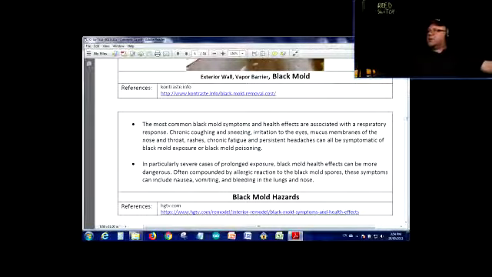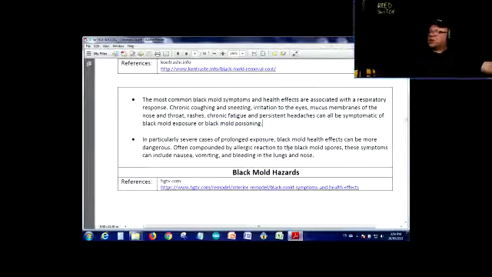The most common black mold symptoms of health effects are associated with respiratory response: chronic coughing, sneezing, irritation to eyes, mucous membranes of the nose and throat, rashes, chronic fatigue, and persistent headaches can all be symptomatic of black mold exposure or black mold poisoning. These are just the tip of the iceberg. It can create some really bad chronic problems.